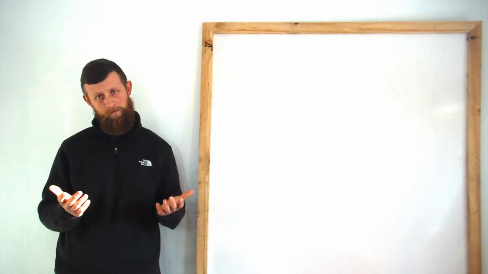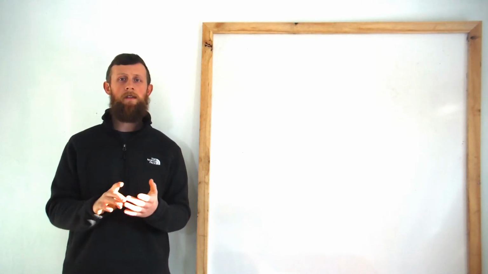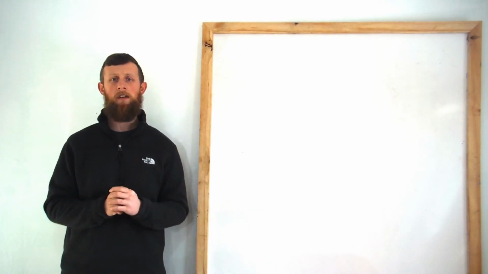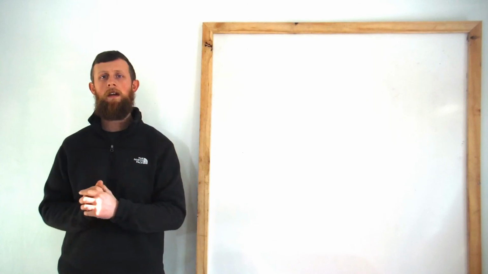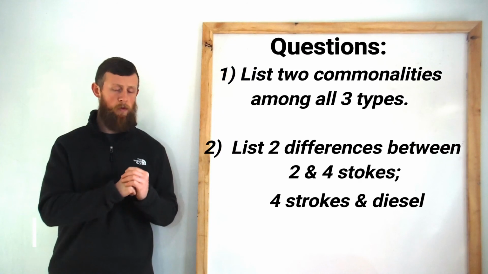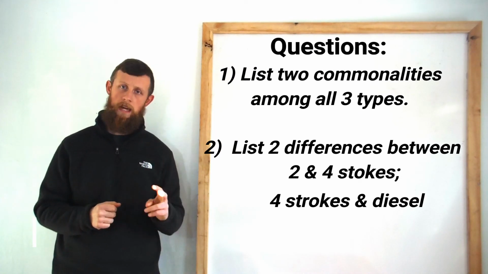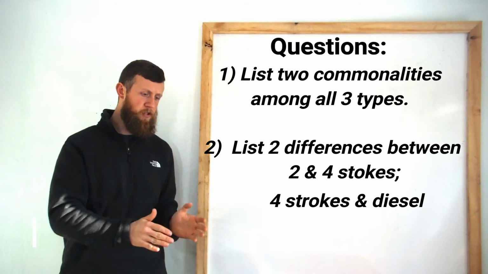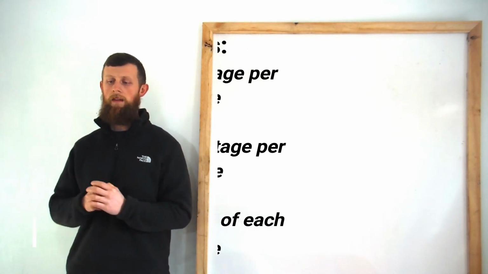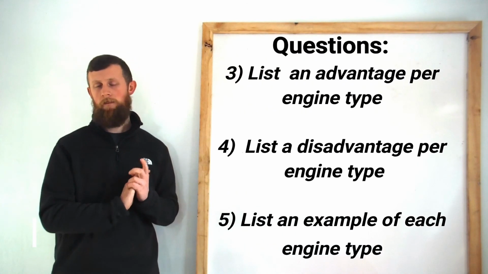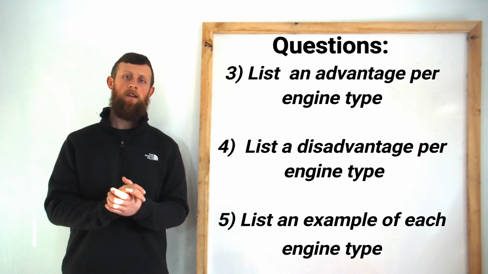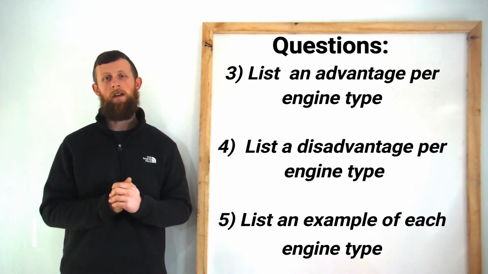So now that we've discussed all three, we've talked about commonalities, advantages and disadvantages. Here are the five things that I want you to write down on a sheet of paper, slap your name on, and turn in the tray for this week's weekly grade. First, list two commonalities between the three types of engines. Second, list two differences between two-strokes and four-strokes, and then four-strokes and diesel engines. Third, list one advantage for each type of engine. Fourth, list one disadvantage for each type of engine. And lastly, for the fifth thing to write down, put one example of each type of engine.